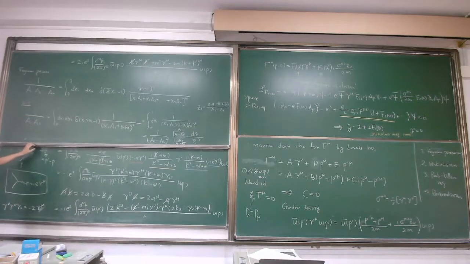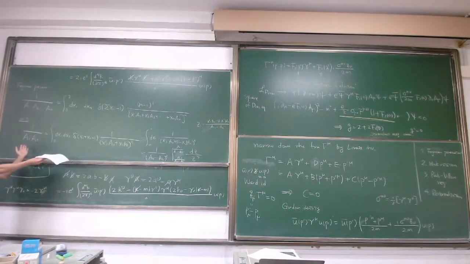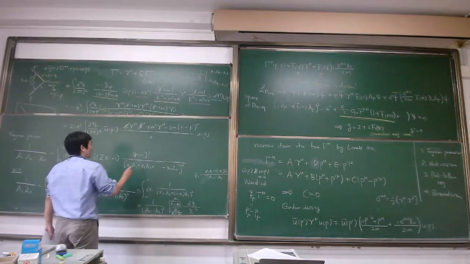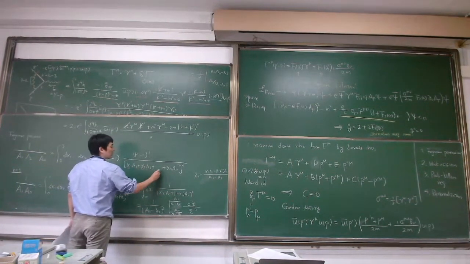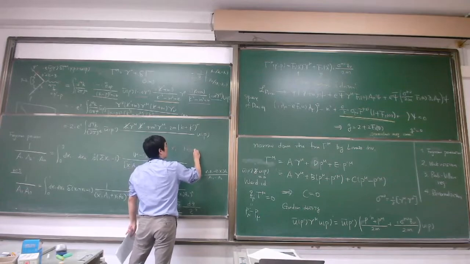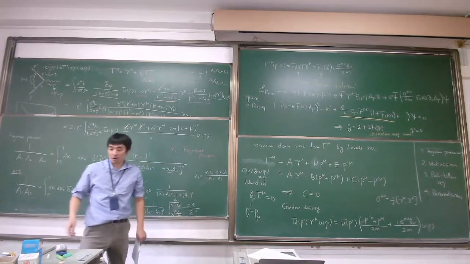And then if you want to go to the general n, you have to do the induction. So you just assume n minus 1 is correct, and then you multiply by this one, and you do the same trick that we have done in the n equals 2 case. By induction, one can show this. And the logic of the Feynman parameter is that these x variables, xi, are called Feynman parameters.